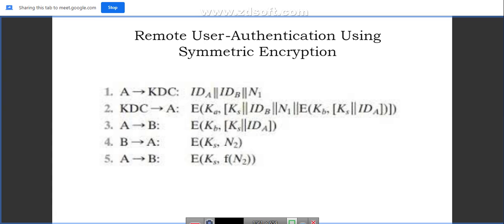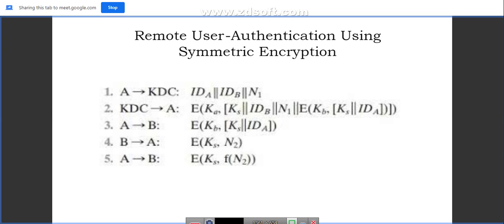Now what does A do? A will do some computation on N2, that is some increment, some +1, +2, or some computation on N2, and again that computation has been encrypted using the same session key KS. Okay, and it has been sent to B. And B, as he knows the session key, can easily come to know that the claiming person is A himself, so that I got the same nonce back with some modification by A. Okay, so now A and B can both trust each other. Okay, both can authenticate each other remotely.